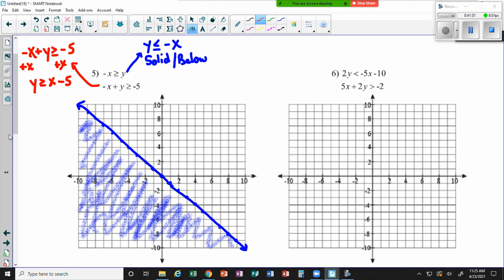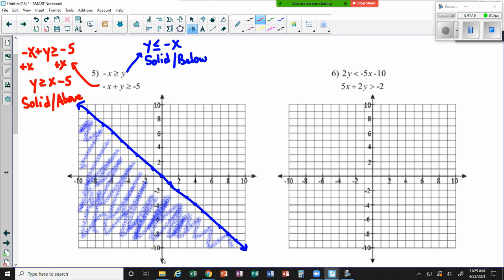So, solid or dashed line? Equal to, so it's going to be solid. Am I going to shade above or below? Above, because I want all the y values that are greater than this line. Y is greater than, above. Up.